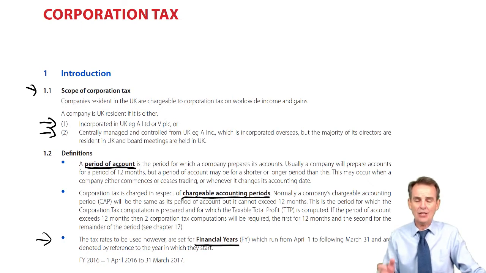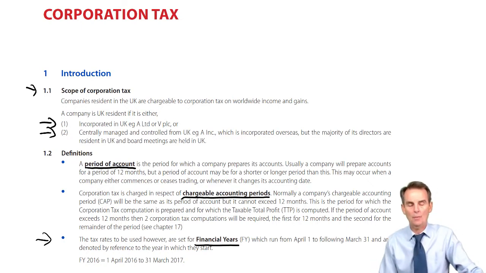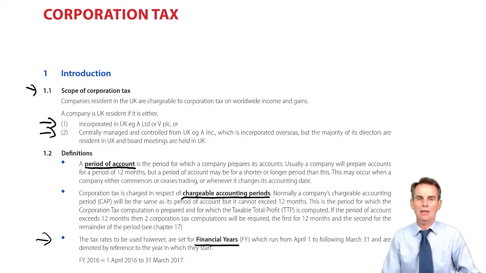So although, yes, for a financial year, we'll talk about what dates and what period it is, we set the rates of tax. For us, in this round of F6 UK taxation exams, it's going to be 20% corporate tax rate across the board.